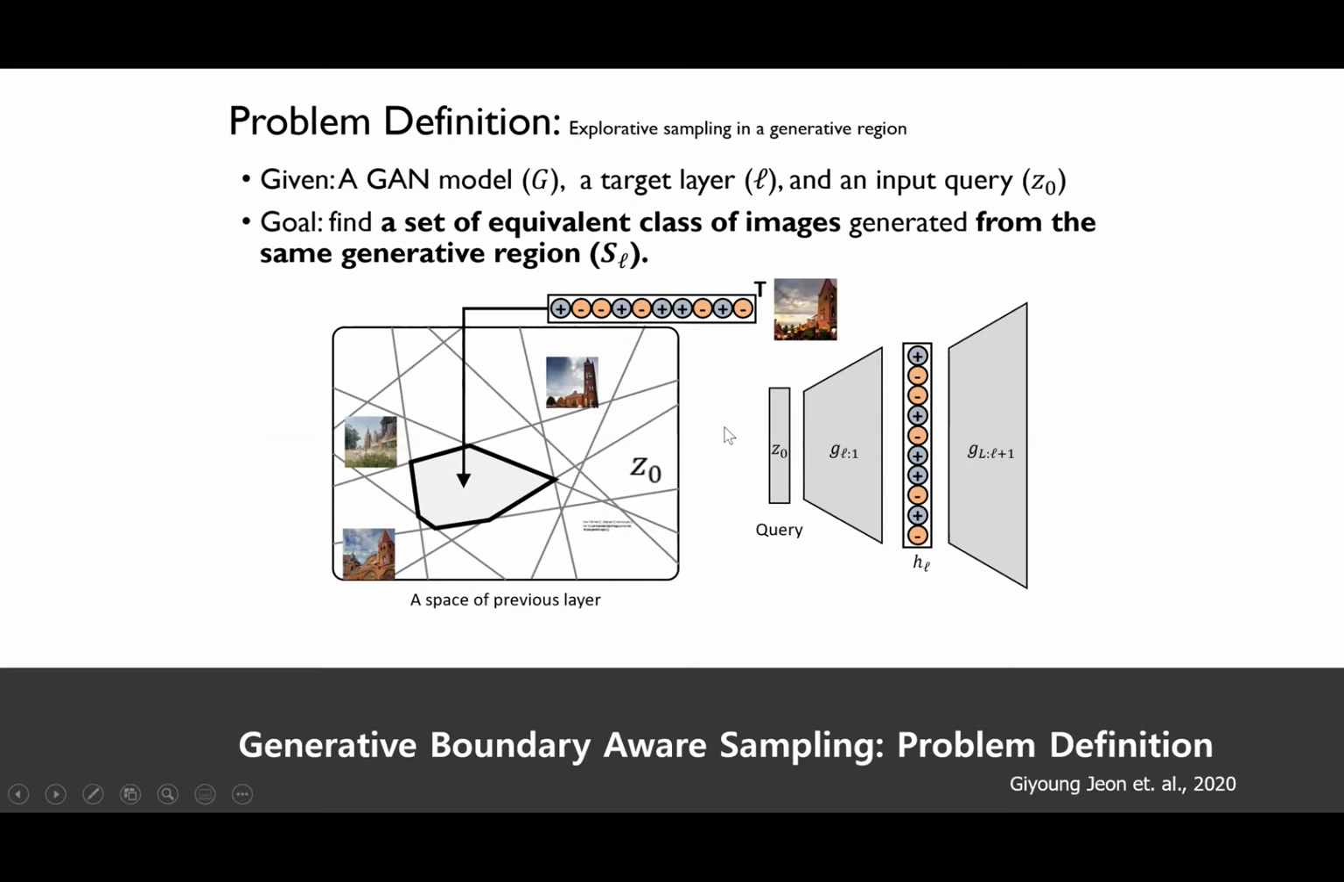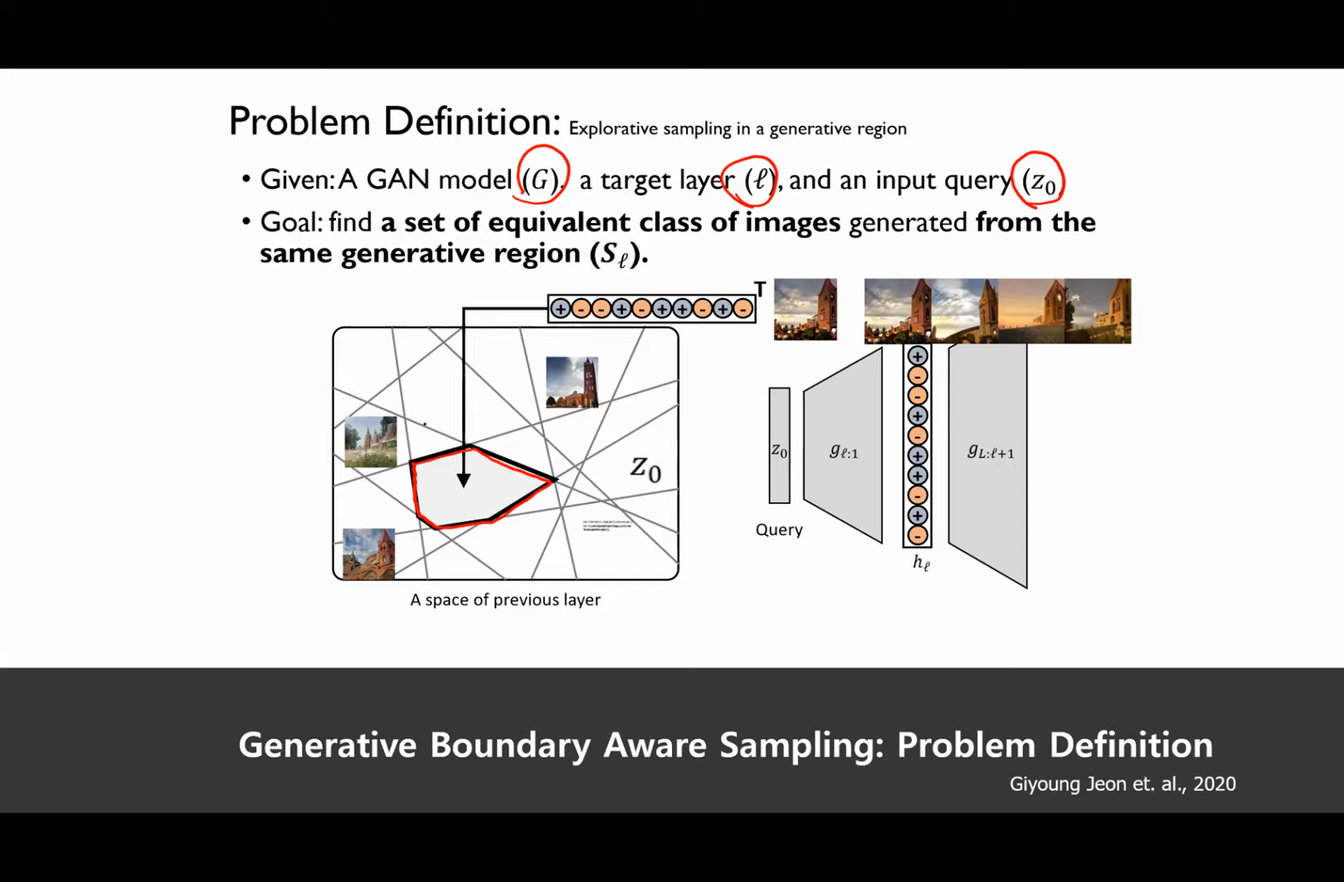So we can define the problem as this: explorative sampling in the generative region. Given a generative model G, a target layer L and an input query Z0, we wish to find the set of the equivalent class of images generated from the same generative region. The same generative region is defined by the same sign of the nodes in the layer, right? So we wish to take this image and generate images which are in the same generative region, right?